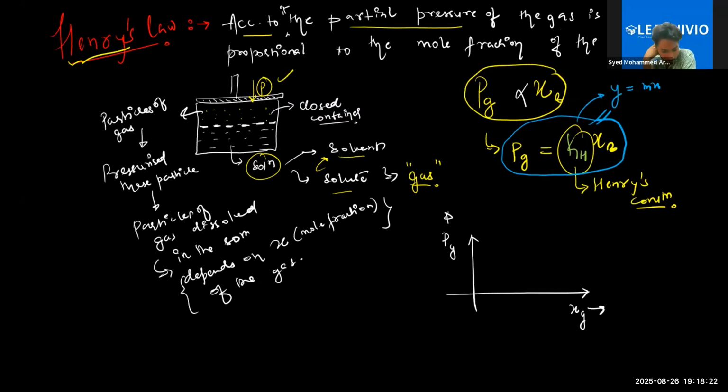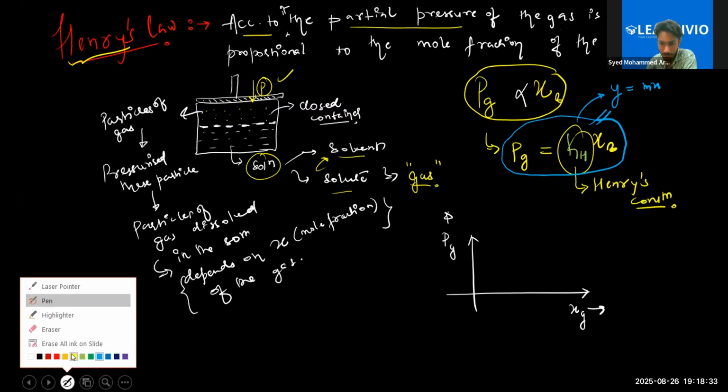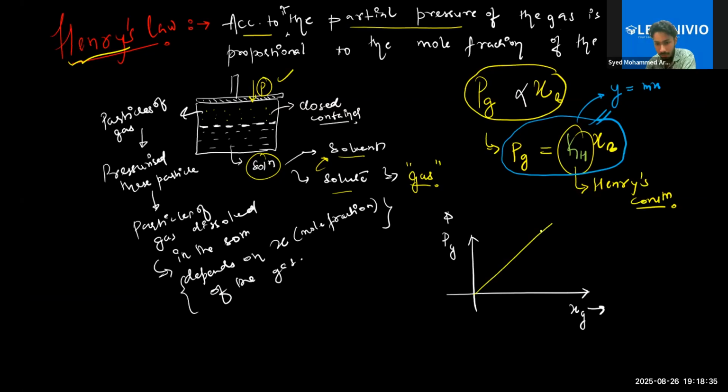A straight line, inclined upwards. Correct, 100% correct. A straight line. So this is how my graph is going to look like. And the slope is basically my KH. Correct.